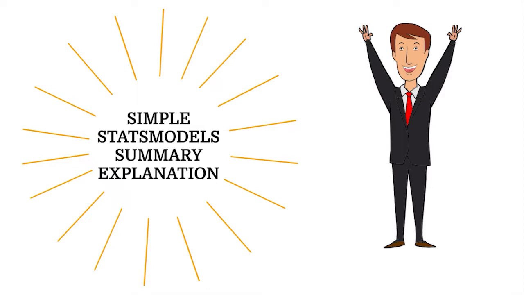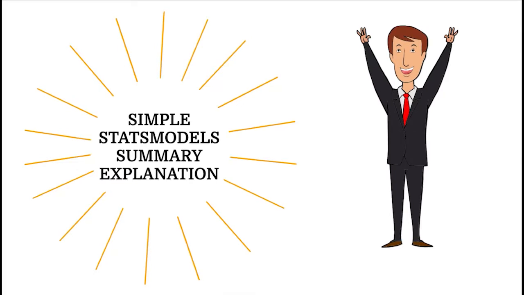Today I'm going to talk about simple Statsmodels summary explanation. Regression analysis is the bread and butter for many statisticians and data scientists. We perform simple and multiple linear regression for the purpose of prediction, and we always want to obtain a robust model which is free from any kind of bias. If there is any bias incorporated in the model, then the model is not robust at all.